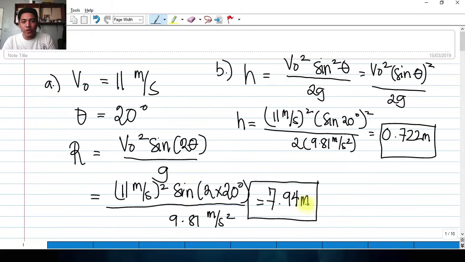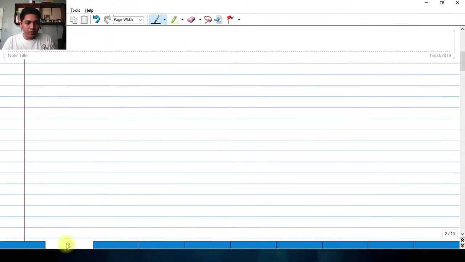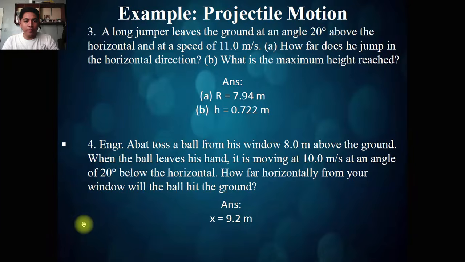7.94 meters. So we have used this formula because we assume that the launching height and the landing height are the same. Okay, so let's go to our problem. So in problem number 4, Engineer Abat tossed a ball from his window 8 meters above the ground. When the ball leaves his hand, it is moving at 10 meters per second at an angle of 20 degrees below the horizontal. So I am at the top of the building.